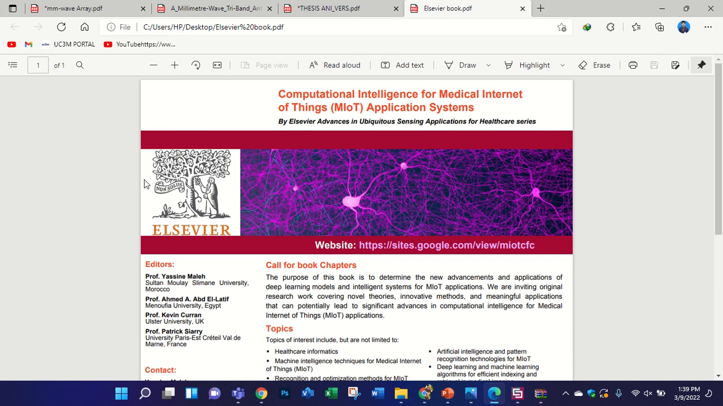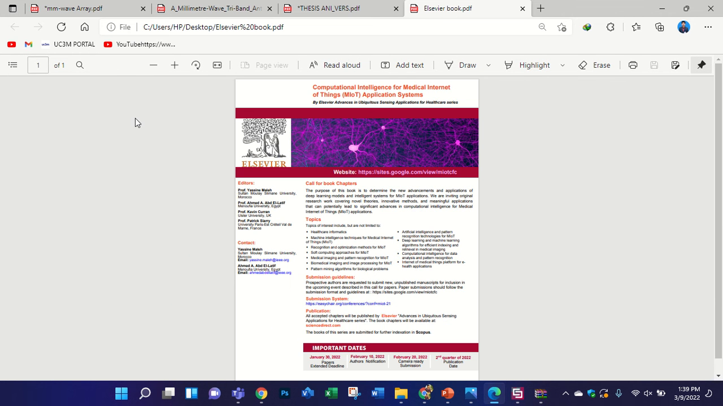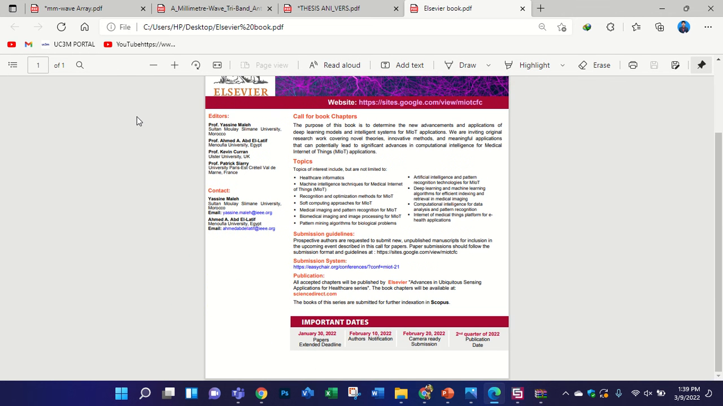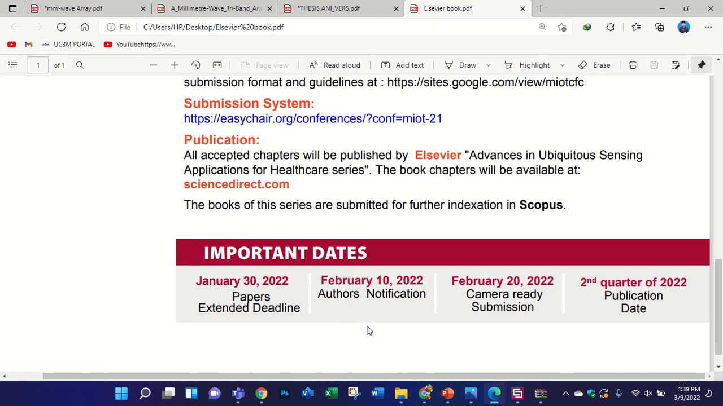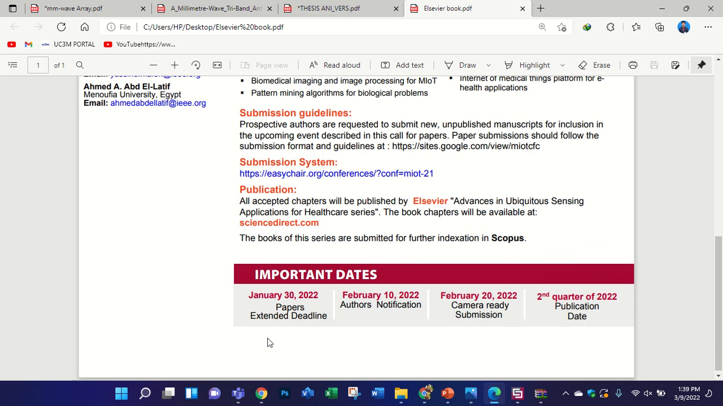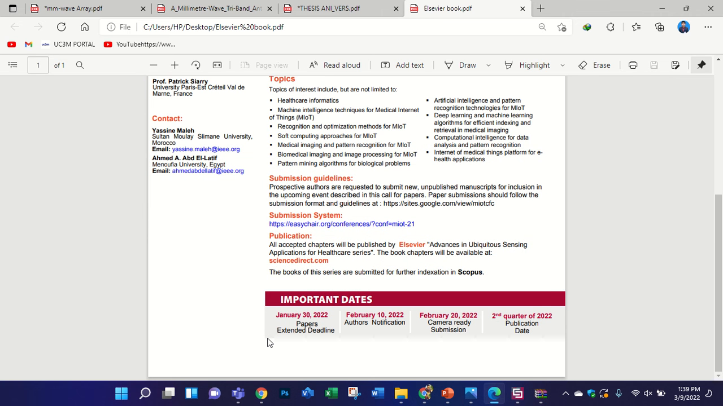Okay, sometimes they call it like this. It does not take much time. Like this one, you can see here, these are the dates. And for the book chapter, the acceptance rate is good in Springer. Okay. How to get this?